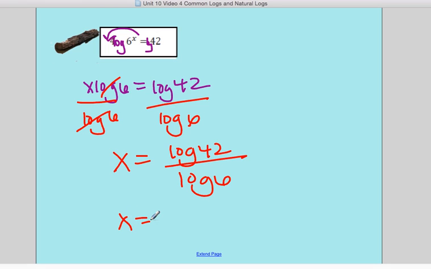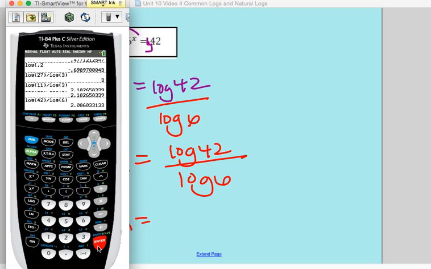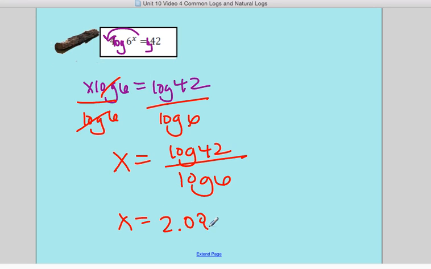So x is equal to log of 42 divided by log of 6. I go ahead and type it into my calculator. Log of 42 divided by log of 6. And I get the following answer, and I would round it to 4. So I'm looking here now at this 3. This 3 tells me to stay the same, so it's 2.0860 is my answer. That is my answer for example 4.